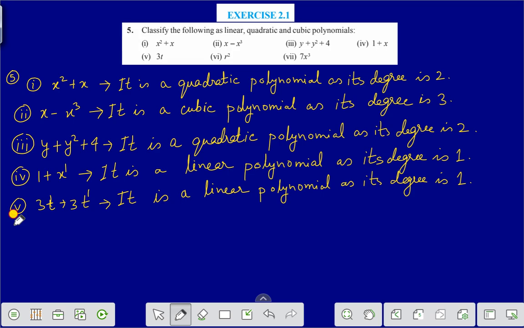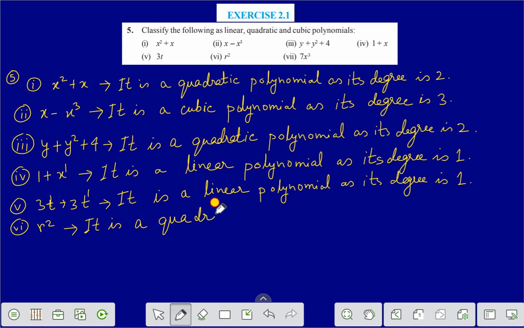Now part 6. Part 6 is r square. Here you see the degree is 2. Therefore, it is a quadratic polynomial.